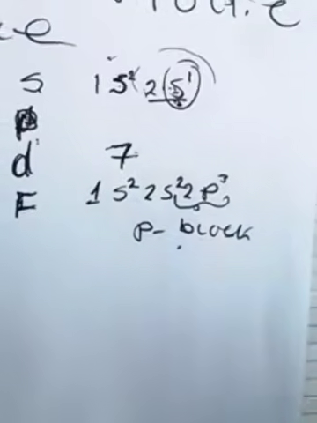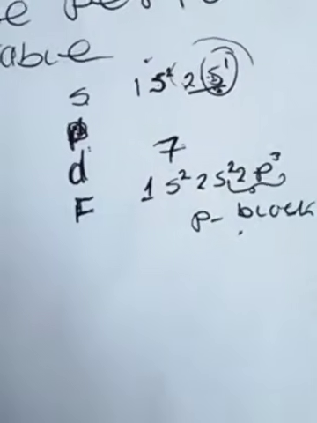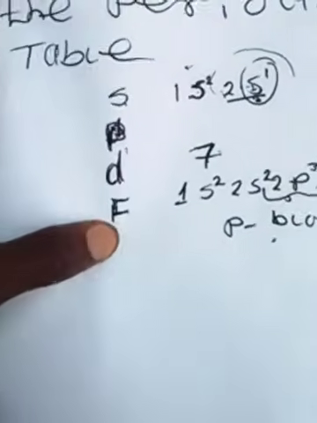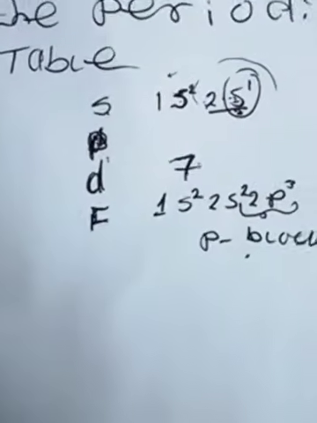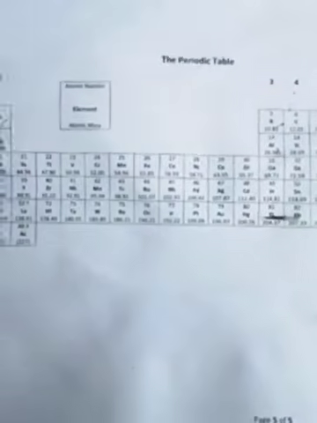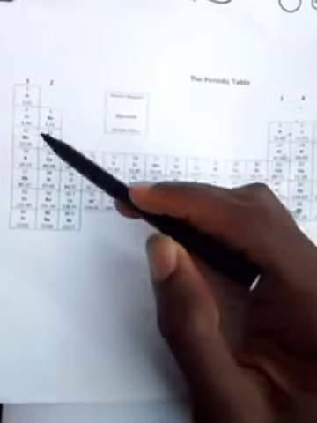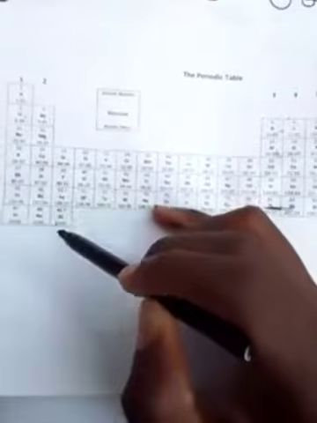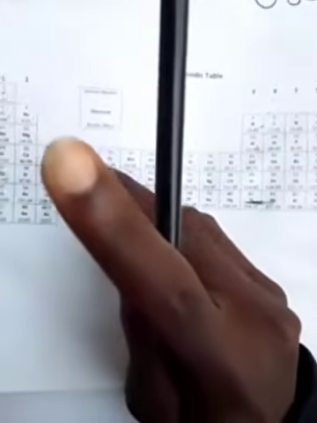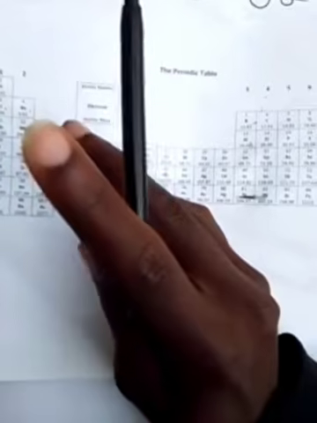The other way, it depends on what will be easy for you. Sometimes if you even have a periodic table nearby, you can check. Let me show you. I have a periodic table here. So what you do is this. Go on the periodic table. One thing that you need to know is that elements in the same group have got similar blocks.